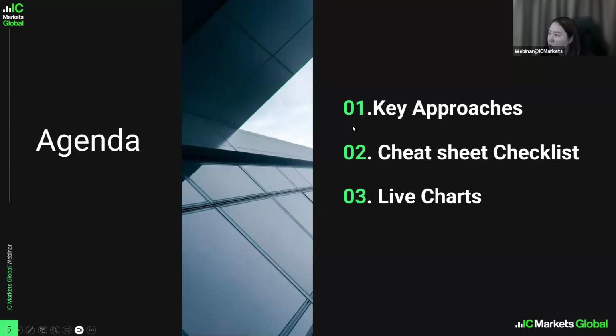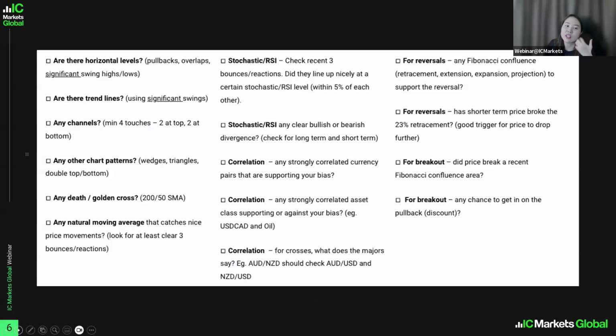We're gonna look at key approaches on the live charts, but ultimately what's important here is to understand the cheat sheet checklist. Whenever you're doing something in life, it doesn't even have to be trading, it can be something as simple as wanting to lose weight and going to the gym. You need to have a plan, right? If you want to lose weight, you want to get in shape, you need to have a plan.